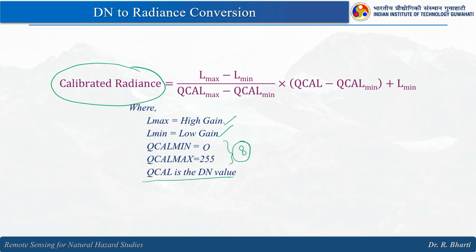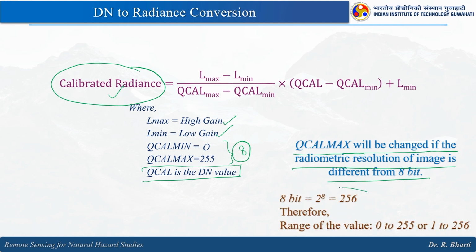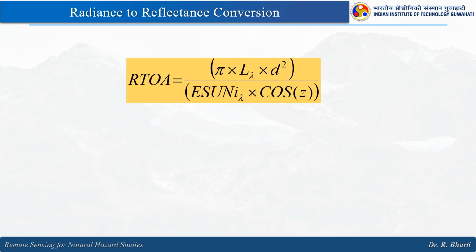The Q-cal is the DN value that we have to convert to calibrated radiance, right. So, using this formula you can calculate the calibrated radiance. Q-cal max will be changed if the radiometric resolution of the image is different from 8 bit. So, for 8 bit this is how we calculate. Now, we have the radiance value.